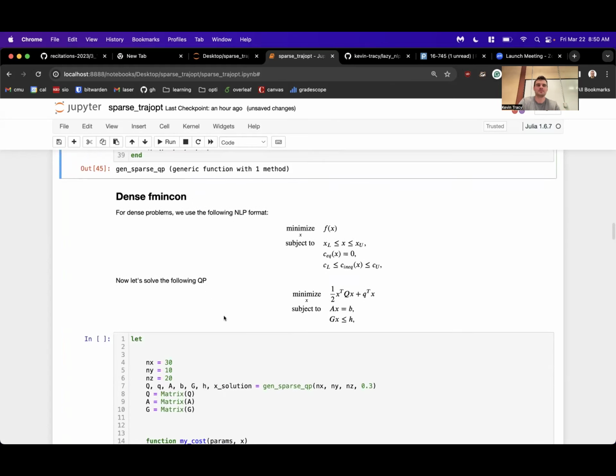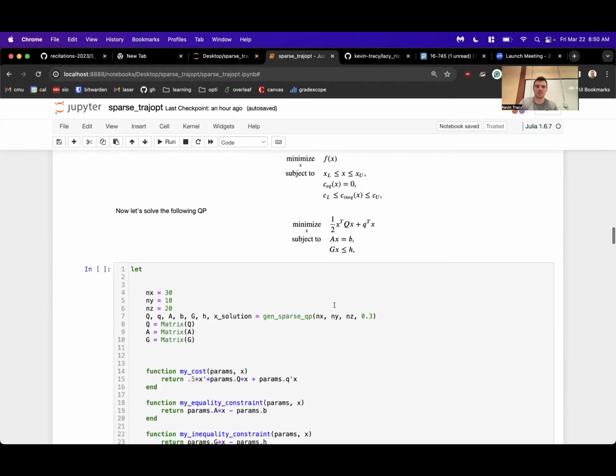Create random QPs. And now we have the dense fmincon. And this is the fmincon that you guys have been using for all your homeworks. So this is the normal form that this function takes, the same as your previous homeworks. And then now we want to solve the following QP. So we just put this into that form.